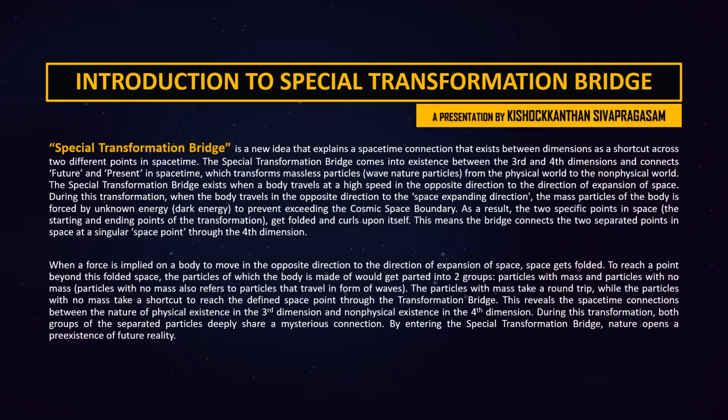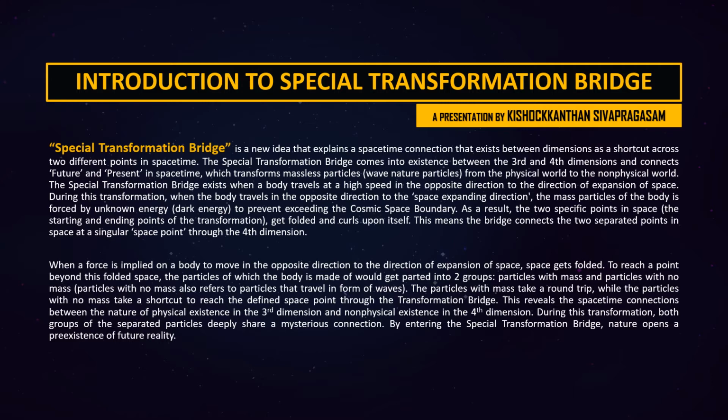As a result, the two specific points in space, the starting and ending points of the transformation, get folded and curl upon itself. This means the bridge connects the two separated points in space at a singular space point through the fourth dimension. When a force is applied on a body to move in the opposite direction to the direction of expansion of space, space gets folded.